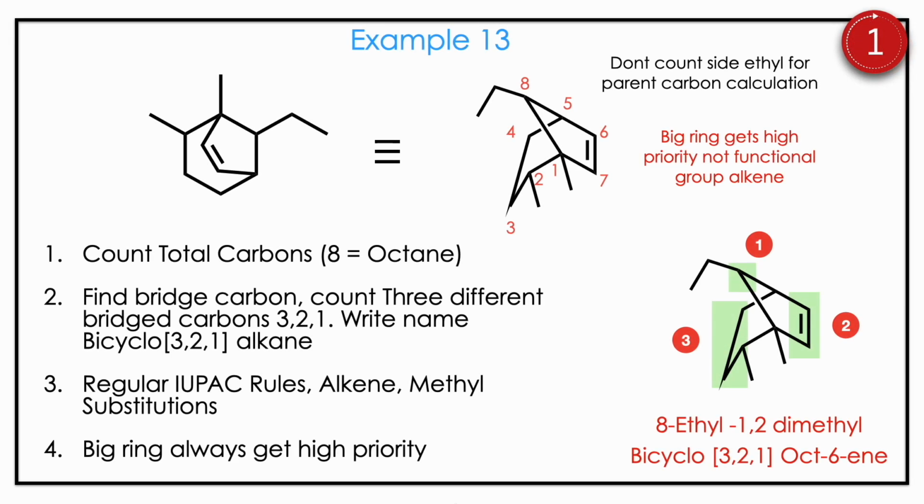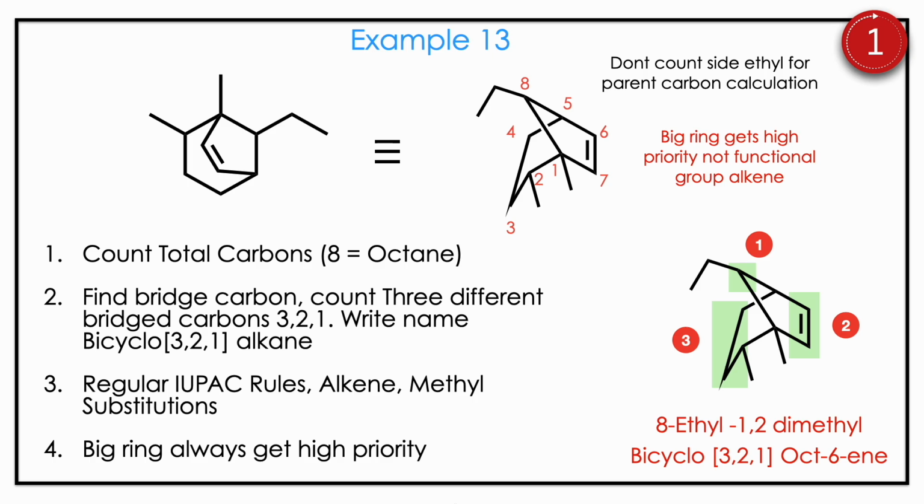Then example 13. The problem is given in plain form. If you redraw nicely, you have an alkene, a 3 side and a 1 side bridge. Where the numbering will start: numbering starts from the higher ring. So the 3 carbon ring gets higher priority even though it is without the functional group alkene. So the numbering starts there, then comes to the alkene part, finally comes to the bridge. So if you look at the numbering, the parent has 8 carbons without the side methyl groups. So it's an octane system.